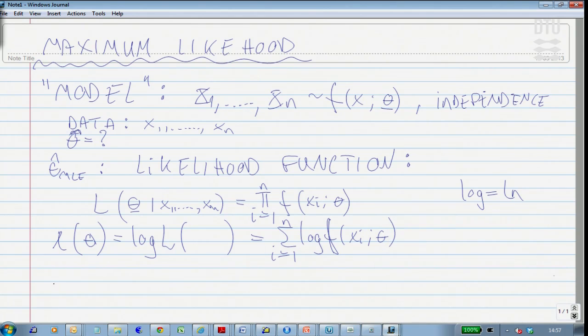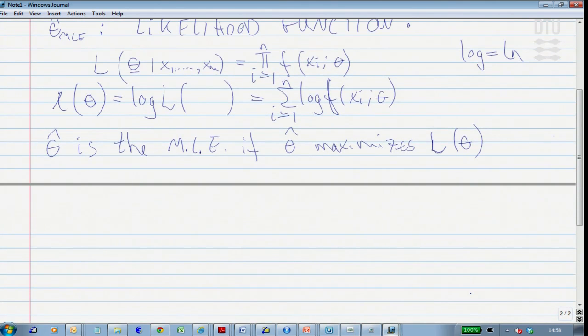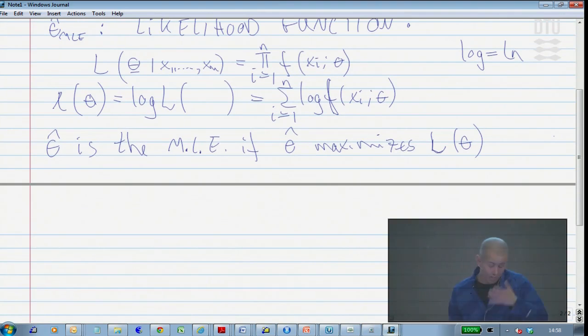So as I said, to be precise, theta hat, the maximum likelihood estimator, is the estimator if theta hat maximizes the log likelihood, or equivalently the likelihood function. So in all cases we would go ahead and write this likelihood function up and then do this maximization to find theta hat. This is a very generic approach that tells us how to estimate something unknown, theta.